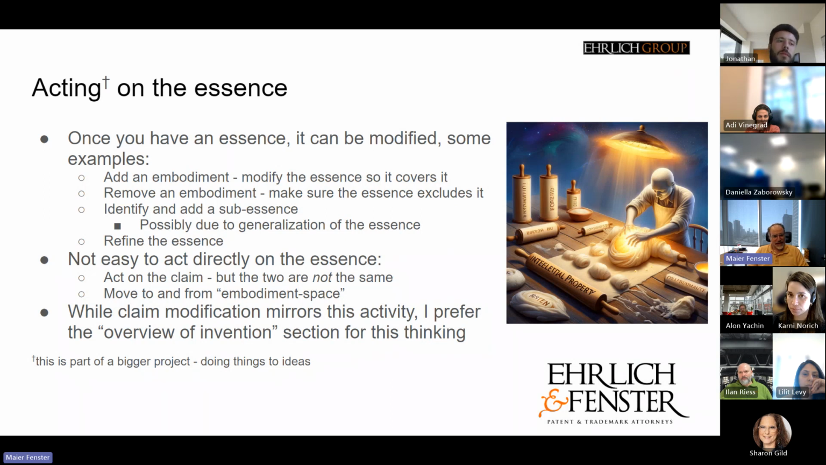Now, I'm warning you again that the claim is not the same as the essence of the invention, but there's definitely similarities. And modifying a claim is very easy because it's written down. It's in pretend English. You can add words, remove words, change them, and so on. So what happens is you move back and forth from the claim to the embodiment space and back. But after you've done that, you ask yourself, how does it match my essence? The way we do it is we have a section of the application called Overview of the Invention. And in that section, we try to think out what is the essence of the invention.